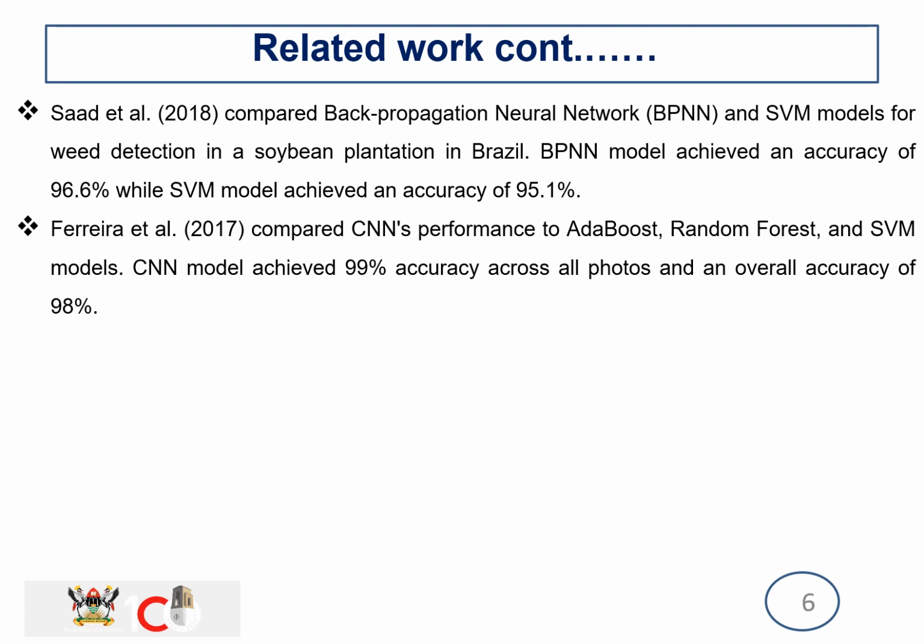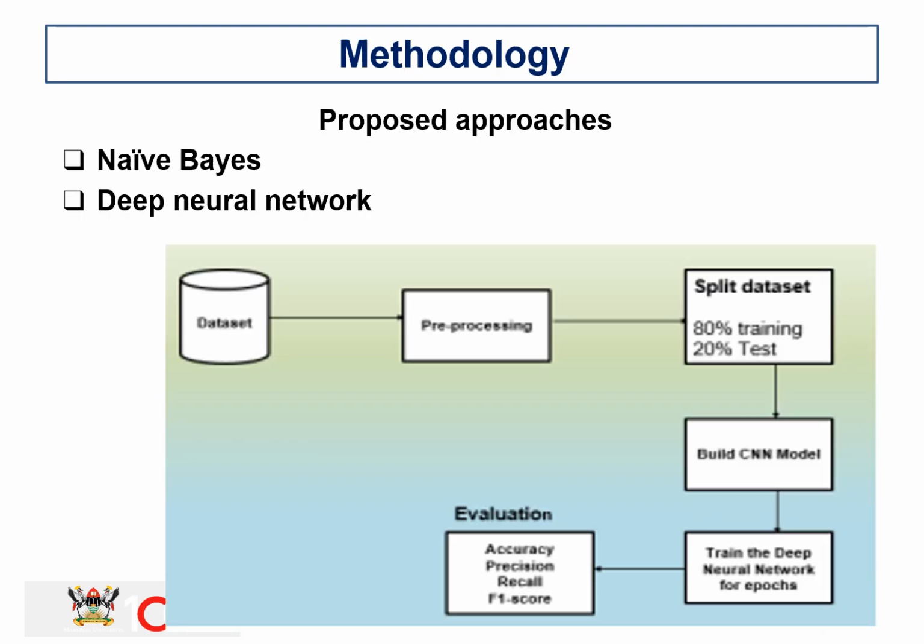In 2017, Ferreira compared the CNN's performance to the random forest and SVM models. The CNN model performed better with 99% accuracy across all the photos of the crops that they were investigating. So, what is the methodology that has been applied in this study?